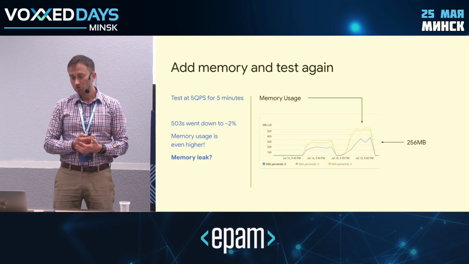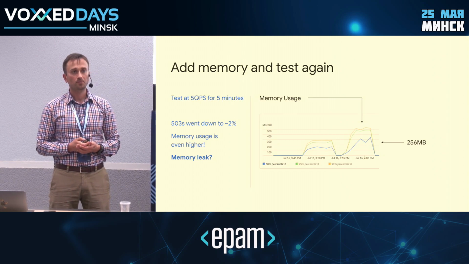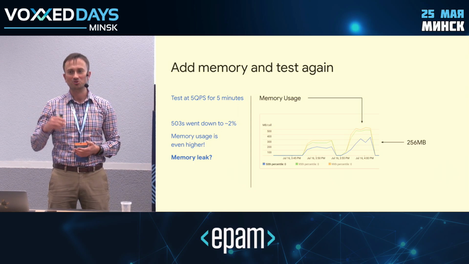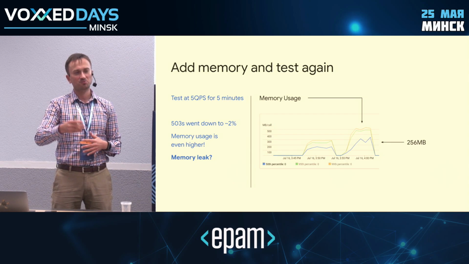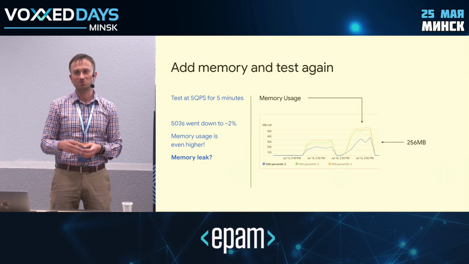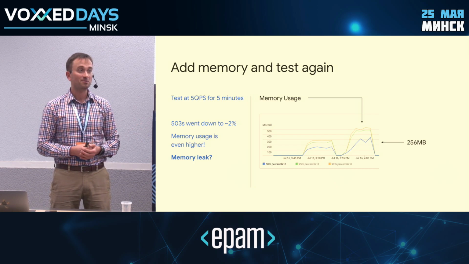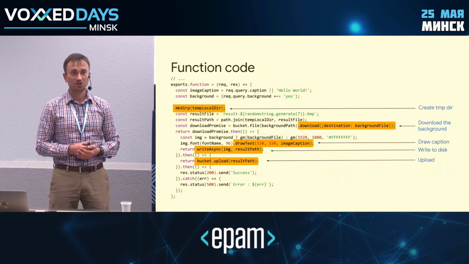And we see that there are still errors. Sorry, the memory usage didn't go down. The memory usage actually went up, just the errors went down. So this is a pretty common pattern. You add memory, your application uses more memory. You add more memory, your application uses more memory. Very simple. Probably there is a memory leak. Can you spot a memory leak here?